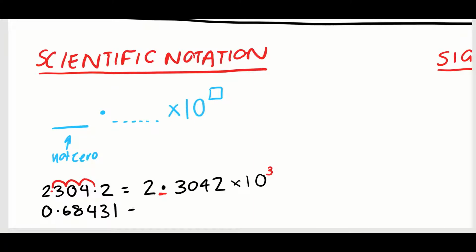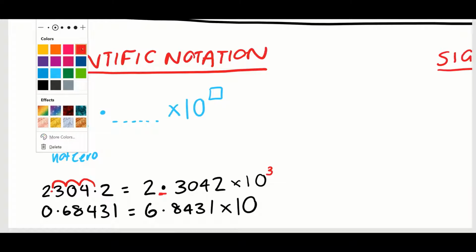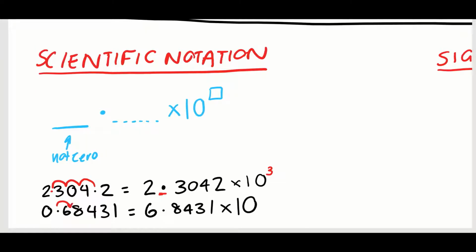If I have 0.68431, the first non-zero number, which means I need 6.8431 times by 10 to the power of, how many jumps did I do? Well, from the old number to the original number, I did 1 jump, so I have power of 1. But note this time, I actually jumped the other way. The first question I was jumping this way, and the second one I was jumping back this way. When you do jump in the opposite direction, we put a negative on the power.